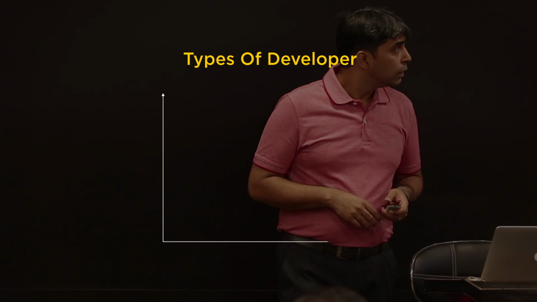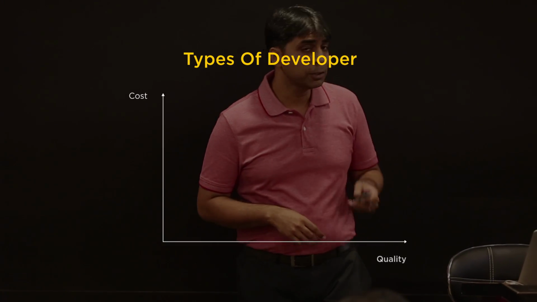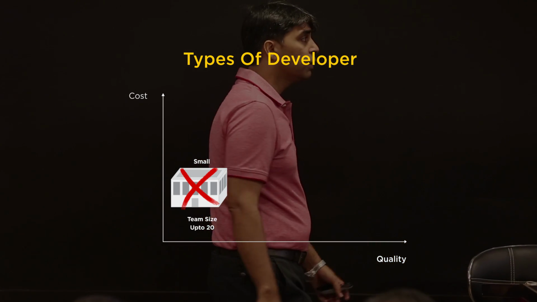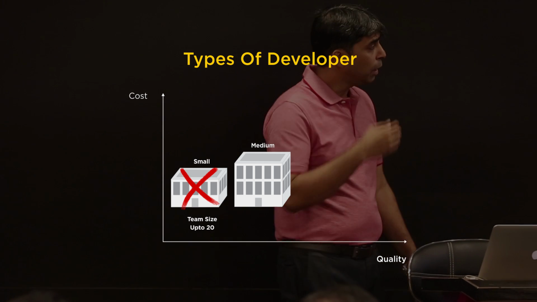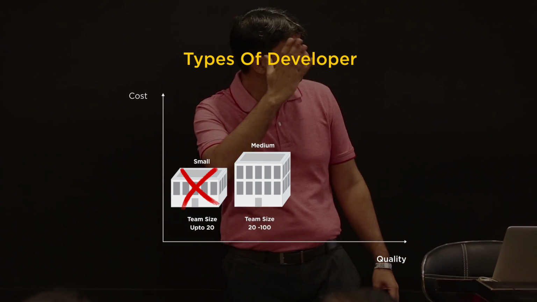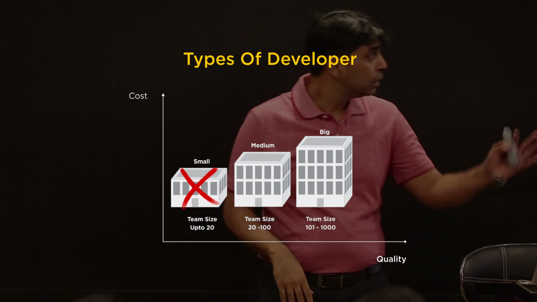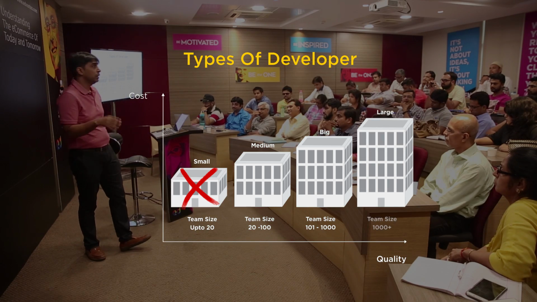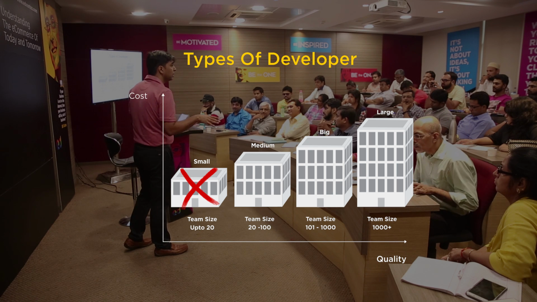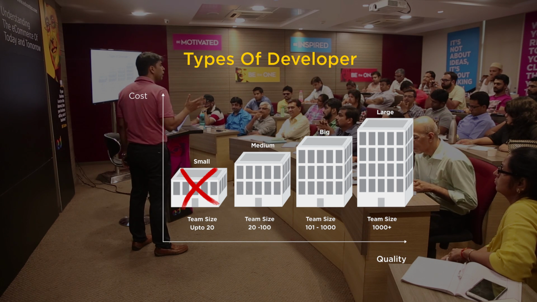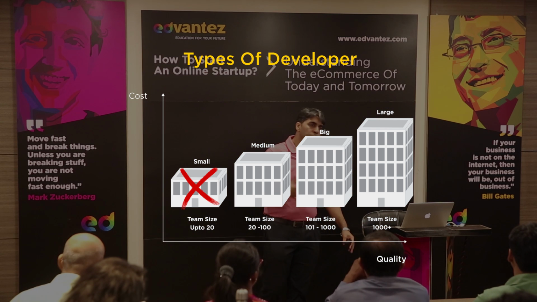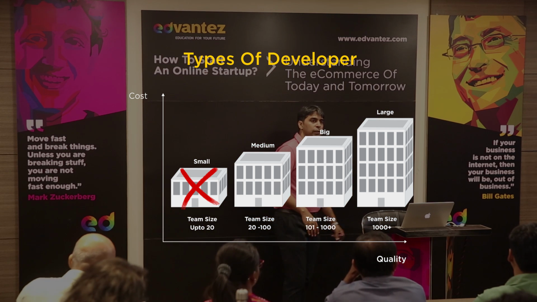Now, these are the types of developers that you see out there, right? They're the small guys, team size of up to 20. There's medium guys, about 100 or so. Team size of big guys, about 1,000 or so. Then you have the large guys, which are 1,000 plus. Obviously, most of us, believe me, we can't afford the large guys. Okay? Their costing is just in a different level. Okay? Where we usually all would want to play in is the small guy.